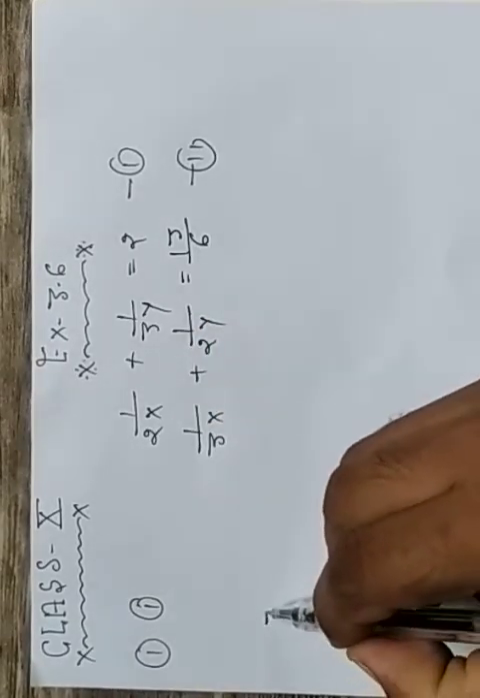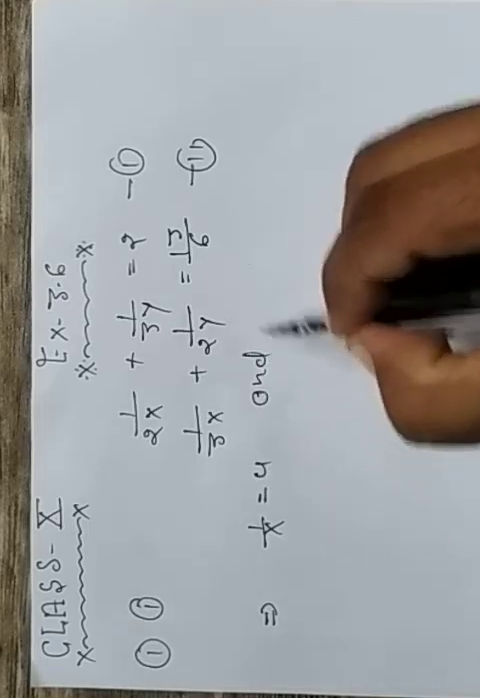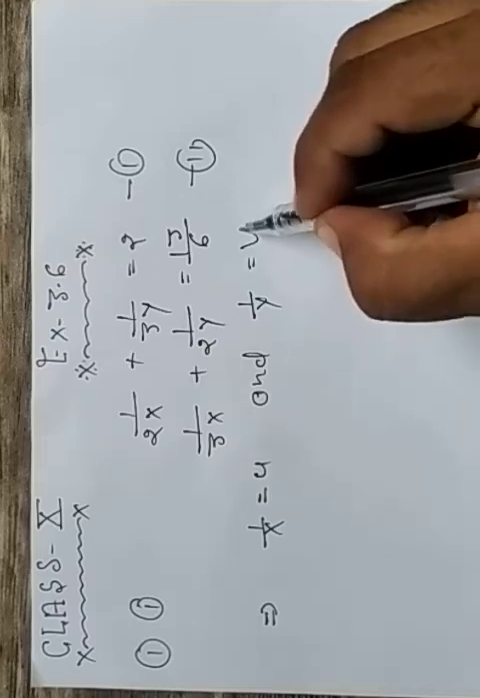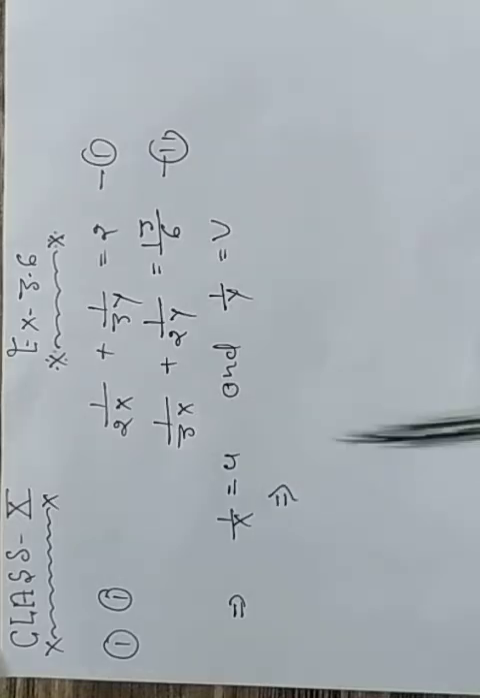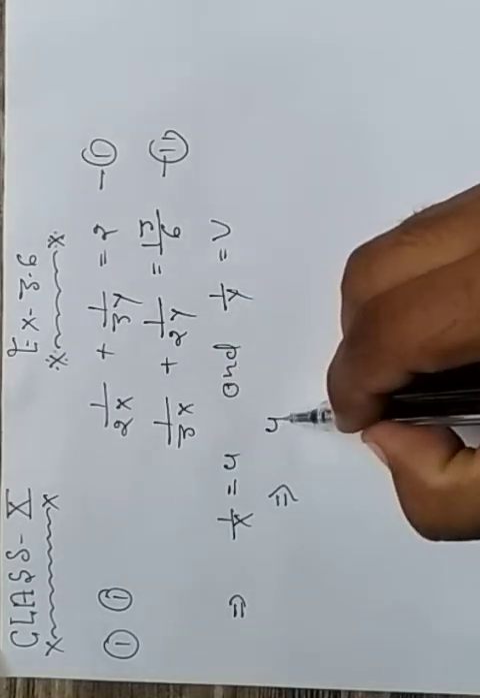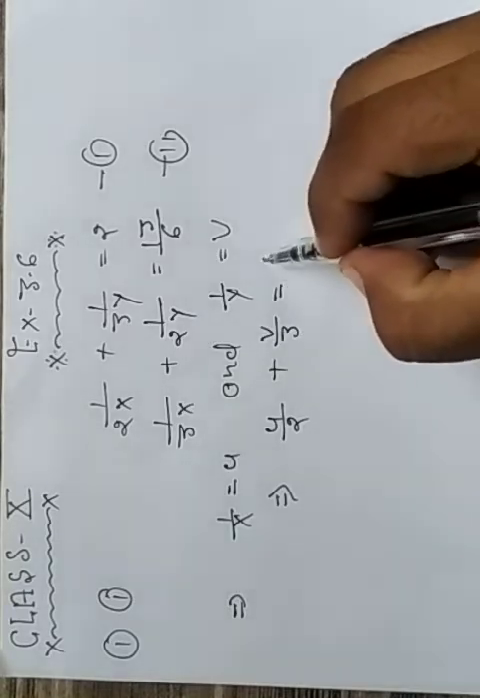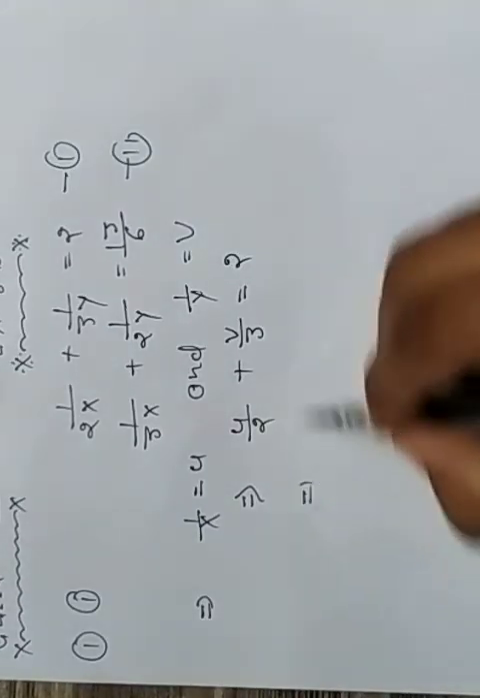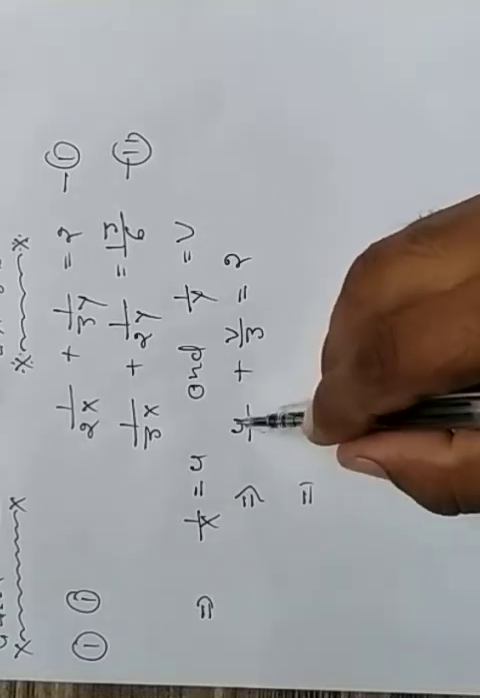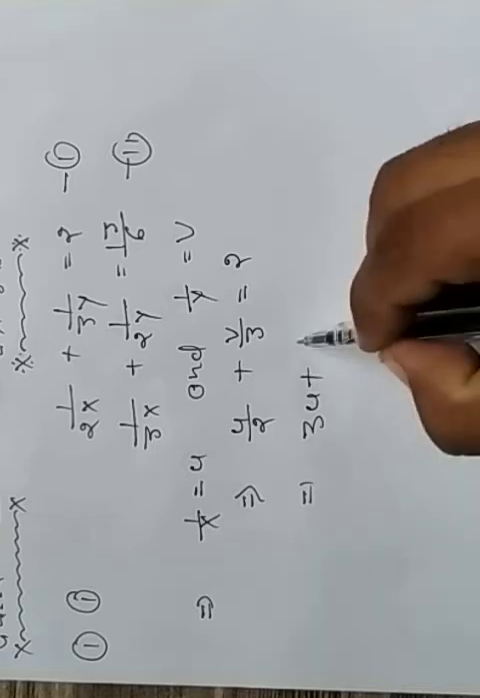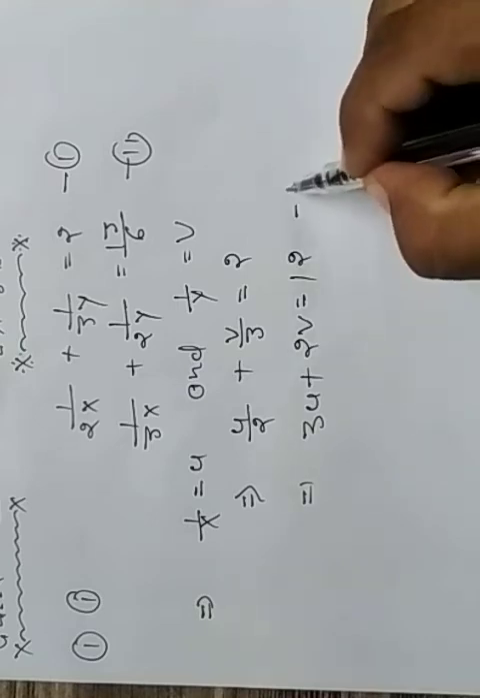Students, for the time being we can consider 1 by x is equal to u and 1 by y is equal to v. Now see, when we put this value in equations 1 and 2, then what are we getting? We are getting u by 2 plus v by 3 is equal to 2, and we can multiply both sides by 6. After multiplying both sides by 6, we get 3u plus 2v is equal to 12. Equation 3.